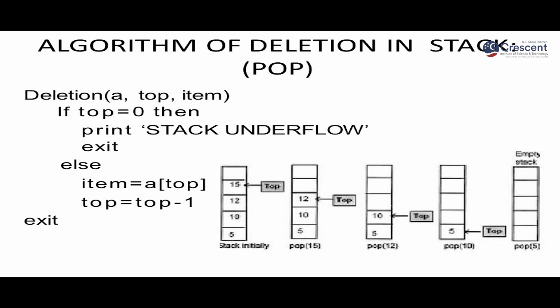So here also we'll check one condition, that the stack should not be empty. So if top equals 0, then there is no element in the stack to remove, so we'll just print that the stack is underflow. If there are some elements in the stack, then the top element will go into the item and you have to do top equals top minus 1.